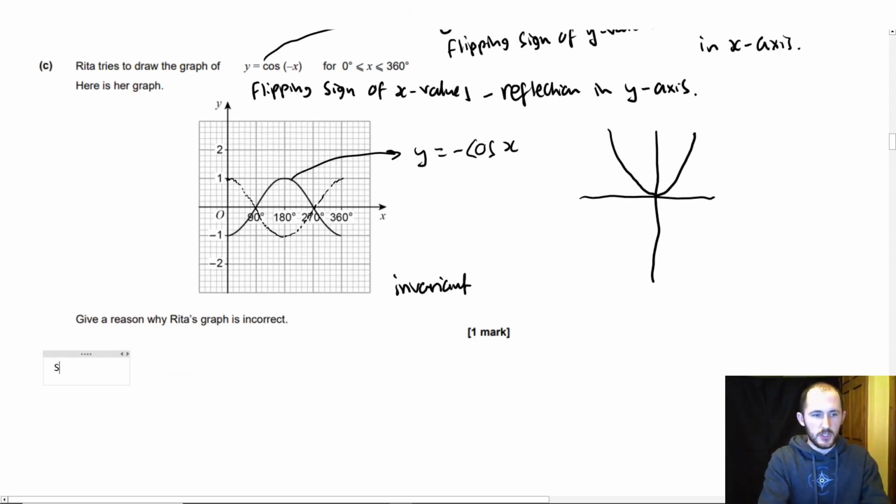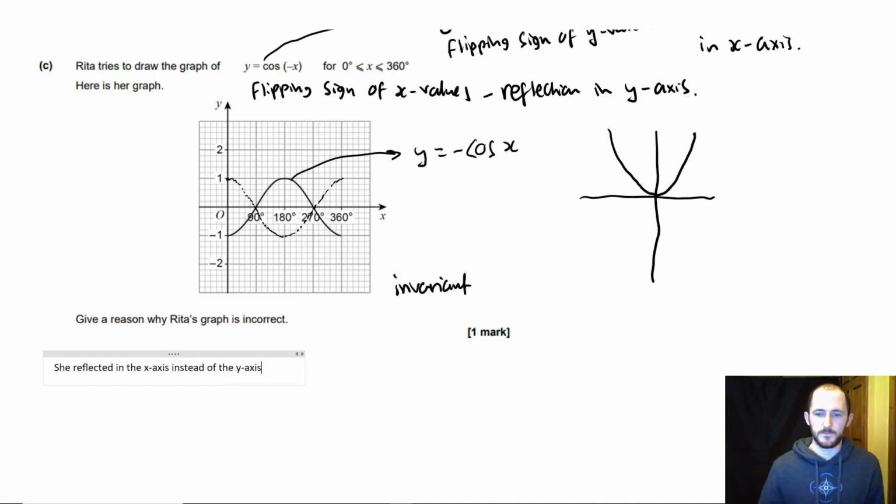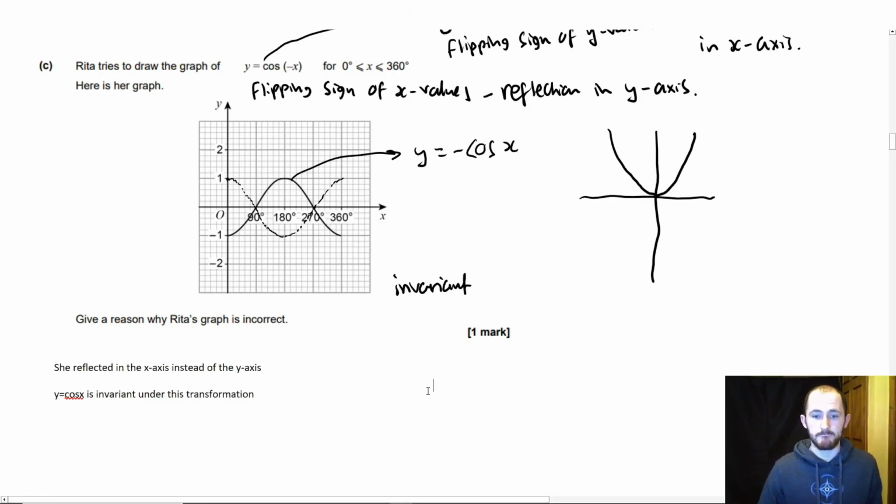Simply put, she reflected in the x-axis instead of the y-axis. That's the reason why it's incorrect. Or, by the way, the other answer to this is y equals cos x is invariant under this transformation. Yep, but that's it.